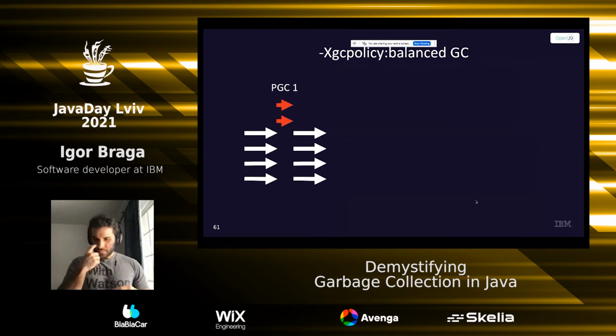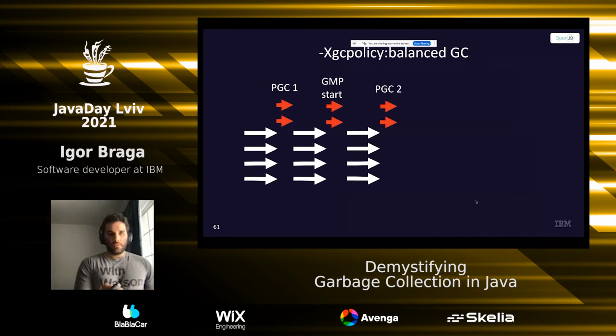PGC is going to look for those regions with the most return on investment. So think of, say, a region that only has one live object. That's a really good region for the PGC, because all it has to do is get this live object and copy it over to another region, and there you go. We have a full free region to work on, right? So PGC tries to collect those regions with the least amount of work and have that region free. It's a stop-the-world copy collector.